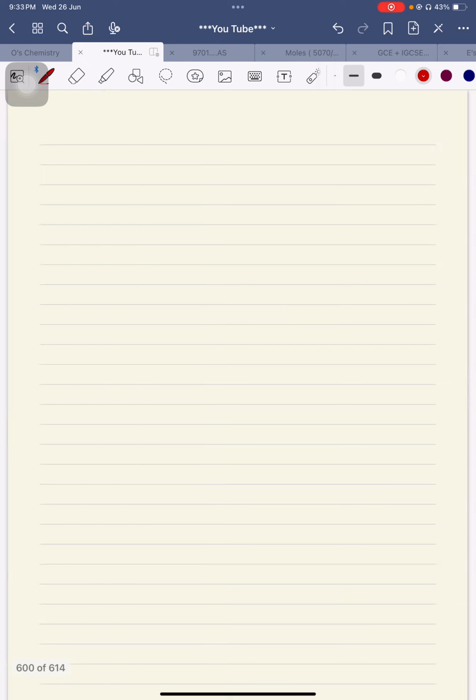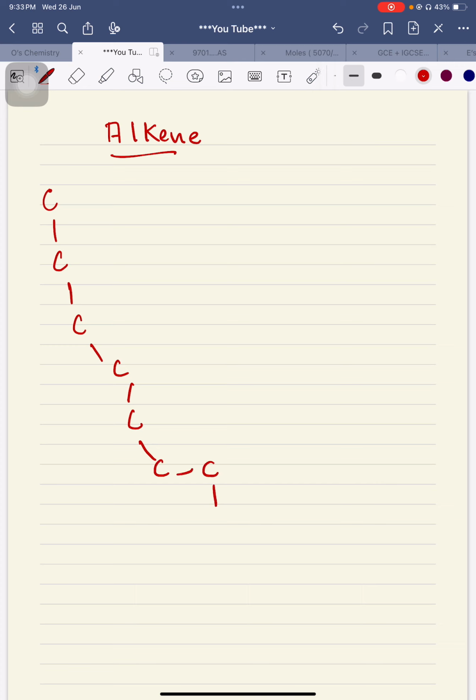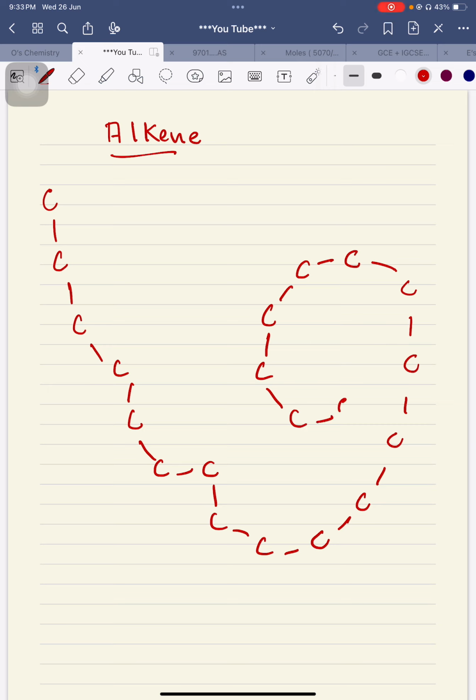We can say this thing that in case of alkenes, for example, if we have like this 1, 2, 3, 4, 5, 6, 7, 8, 9, 10, 11, 12, 13, 14, 15, 16, 17, 18, 19, 20, 21, 22.